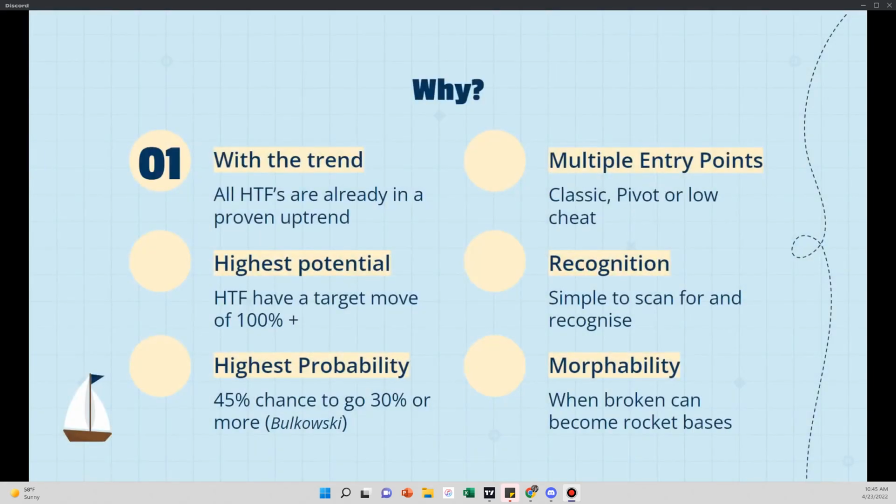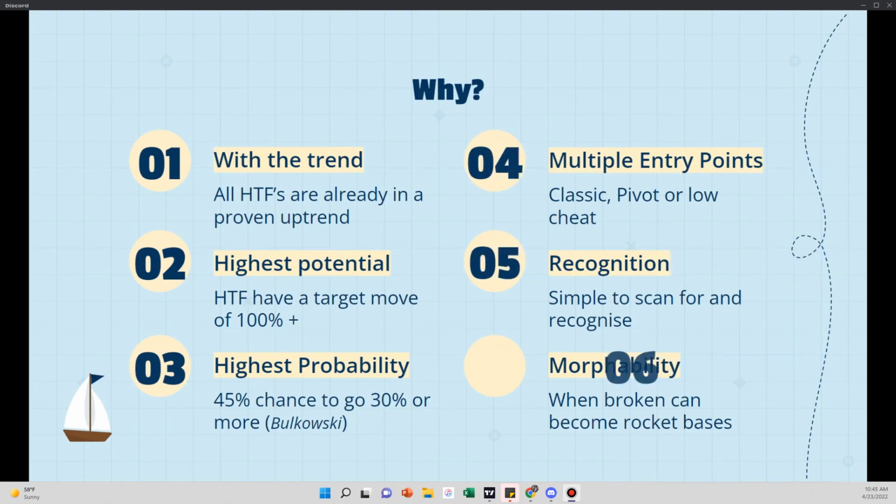So why do I trade these things? And maybe what should you think about when you're looking at these types of patterns? So it's a couple of key things for me. The first one is that you're always trading with the trend. A high tight flag, by its very nature, has made a move of 100% plus upwards, and so it's already in that proven uptrend.